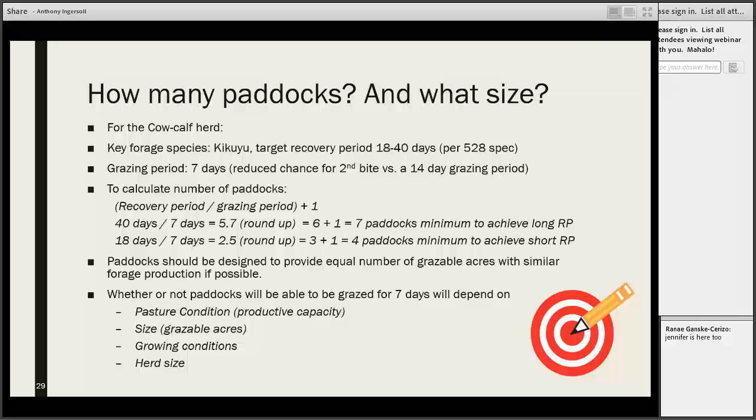We do the same equation for the short recovery period, we get 18 days divided by 7-day grazing period. That gives us 2.5. We round up to 3 plus 1. With a 4 paddock system, we'd be able to achieve the short recovery period, right? Because it'd be 3 weeks before they'd come back on the same pasture. So they would get a 21-day recovery period if we had 4 paddocks, and if we had the 7, it'd be 6 times 7 is 42. So it'd be 42 days. So that's what we kind of have to work within.